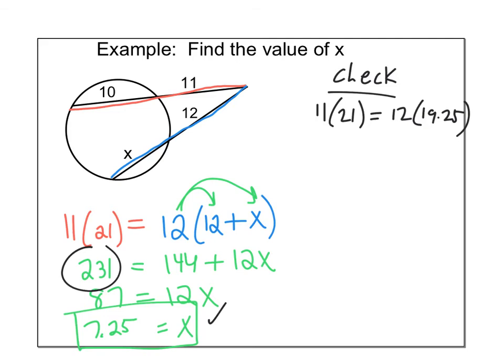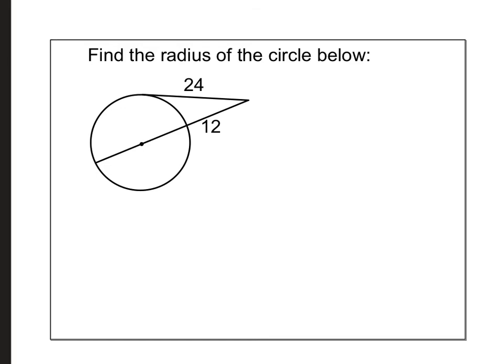When you have lengths outside the circle, that's your clue that it's going to be outside piece times entire piece. All right, another example. Can we find the radius of the circle?